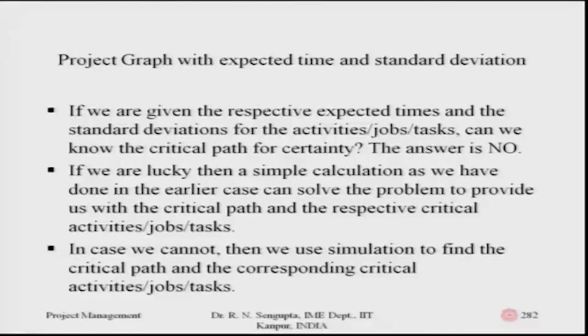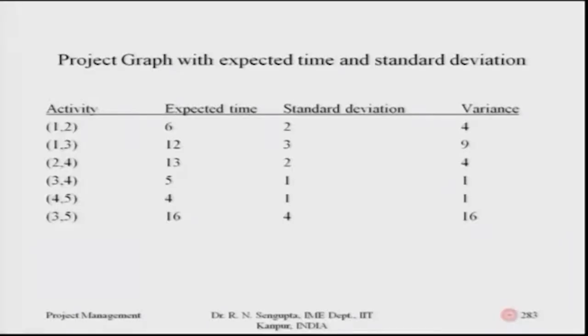If you are lucky, then a simple calculation, as we have done earlier, can solve the problem and provide us with the critical path and the respective critical activities, jobs and tasks. In case we cannot, then we use simulation to find out what the critical path is, what the average value of the critical path is, and what the variance of the critical path is. So, simulation concepts can be utilized to find out which jobs and activities appear the maximum number of times as you do the simulation, and then you find out the average time based on which the overall project would be finished, such that that is the expected time, and then we find out the variances accordingly.